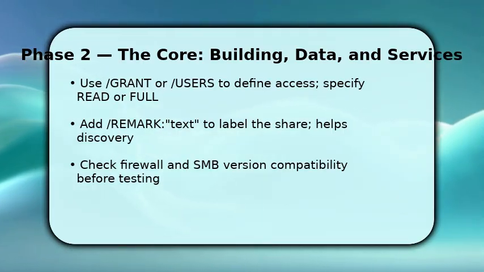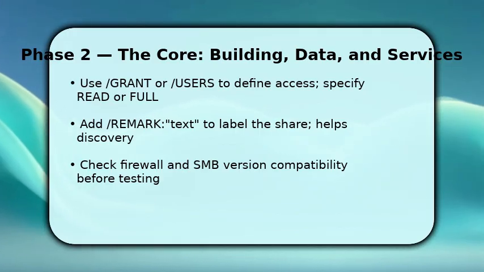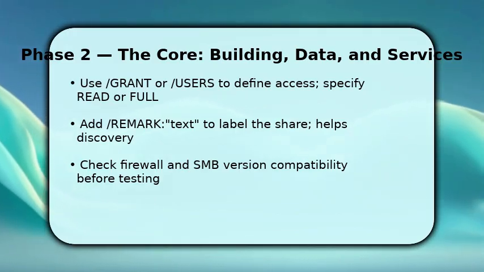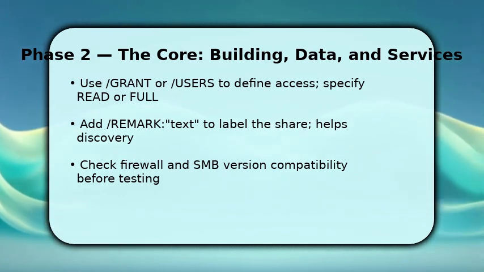Then verify firewall rules and SMB protocol versions. Modern Windows may block SMB1. If the firewall is blocking or SMB mismatches occur, adjust settings. Because permission and protocol alignment matter, you finish by testing the share from the same PC and another device.